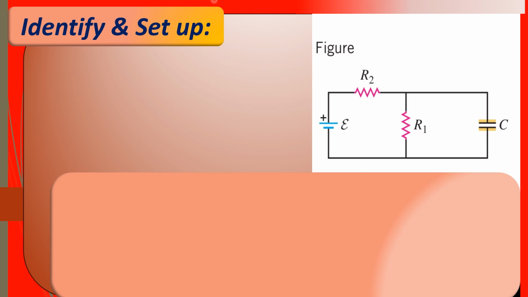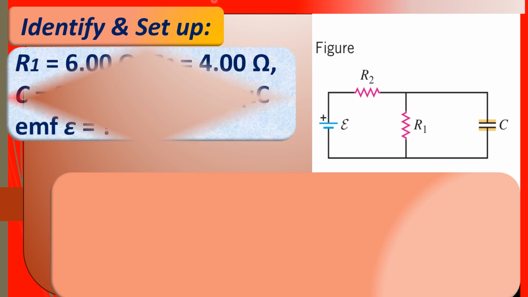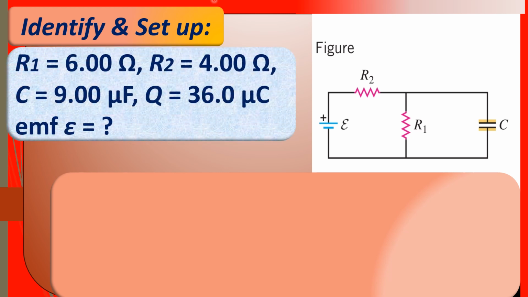Emphasizing the given data, we have R sub 1 equal to 6.00 ohm, R sub 2 equals 4.00 ohm, and the capacitance of the capacitor given as 9.00 microfarad. The charge stored in the capacitor is equal to 36.0 microcoulomb, and our target variable is the electromotive force epsilon.